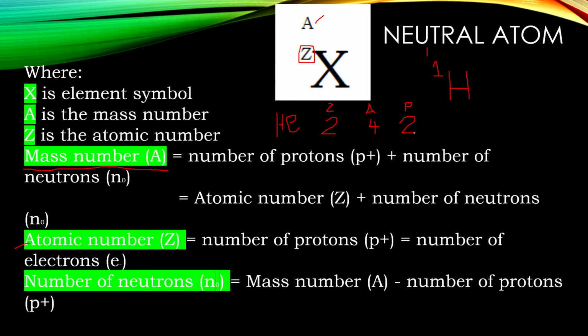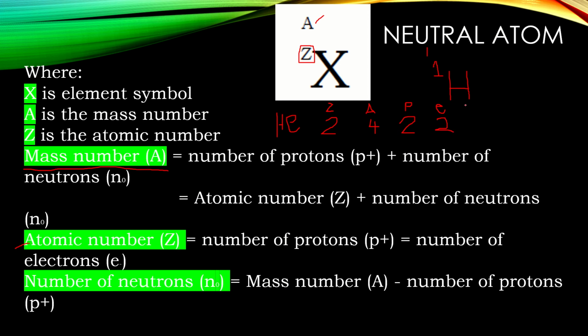How did we get the protons? We get the protons by copying the atomic number of an element because atomic number is equal to the number of protons. How about the number of electrons? In a neutral atom, the number of protons is the same as the number of electrons and also the same as the atomic number. So we're just going to copy the number of protons. We're going to put number 2 because they are the same, right?